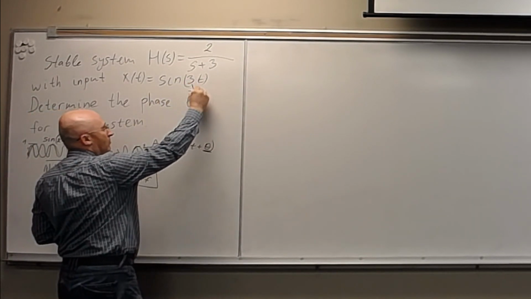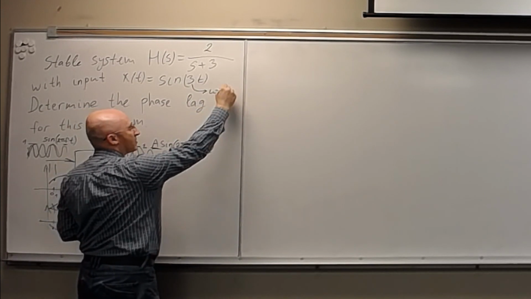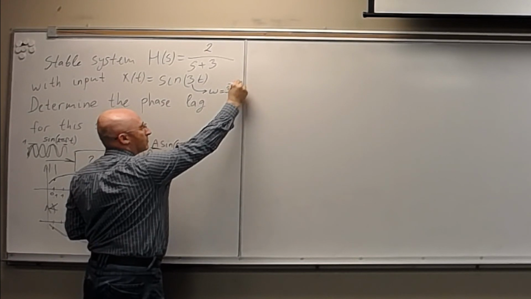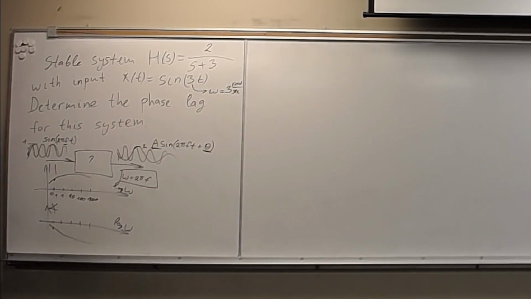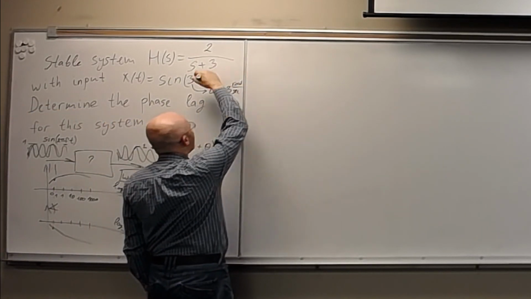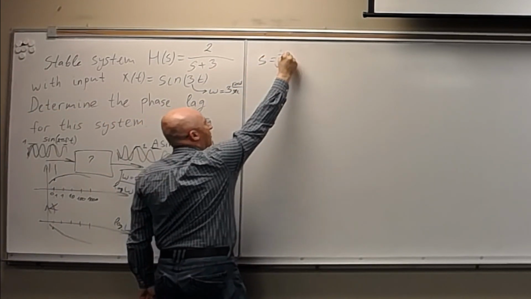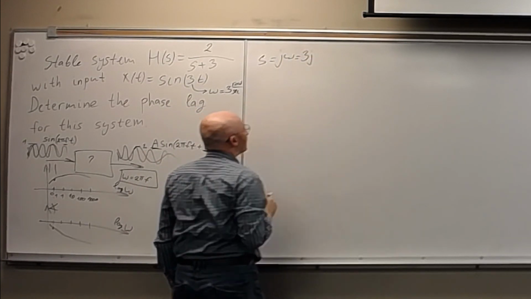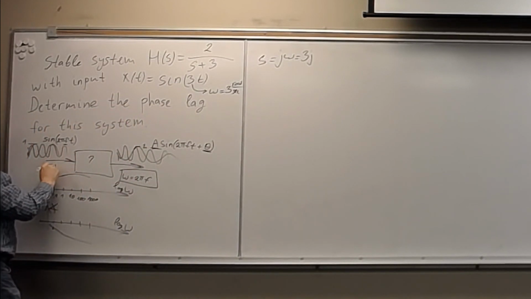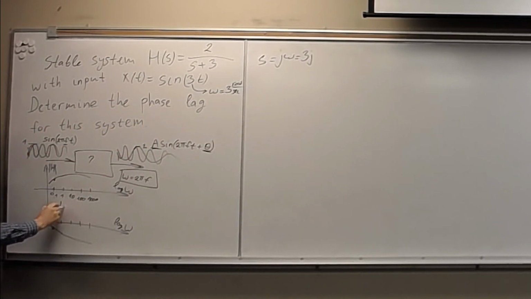So from here, omega equals 3 radians per second. This is our omega of input. And this is exactly the omega of the output, right? It's not changing. Now, what else do we need to know? We just put in s equals j omega, which is 3j, right? And find the angle of that thing, because this is exactly the magnitude of H and angle of H of j omega.